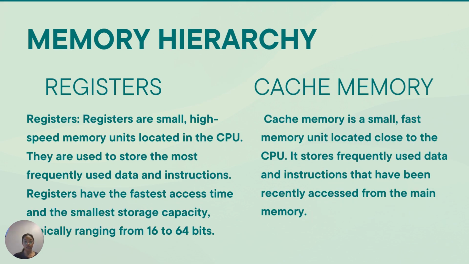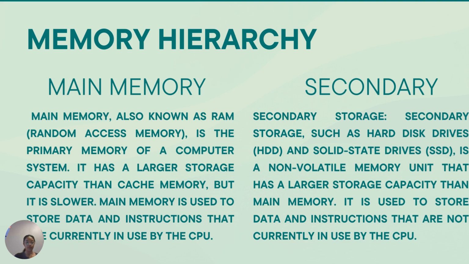So we'll see all these individually. Registers are small high-speed memory units located in the CPU. They are used to store the most frequently used data and instructions. When an operation is being performed, the data and instructions which are required in this process are stored in the registers. It has the fastest access time and smaller storage capacity, typically ranging from 16 to 64 bits.